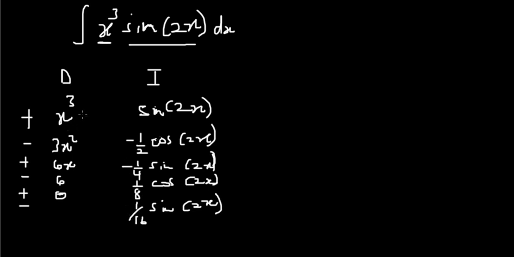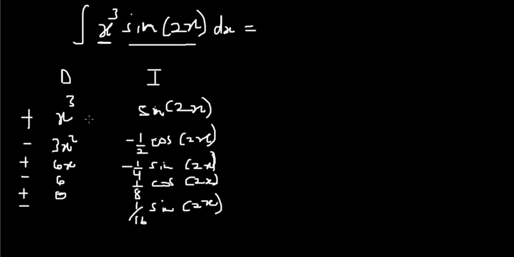Now note that this is what they correspond to. Plus x cubed corresponds to sine of 2x, minus 3x squared corresponds to minus 1 over 2 cos 2x, positive 6x corresponds to minus 1 over 4 sine of 2x, minus 6 corresponds to 1 over 8 cos 2x, and 0 corresponds to 1 over 16 sine of 2x. Now, this is how you find the final answer for this question. Pay close attention so that you get to understand.